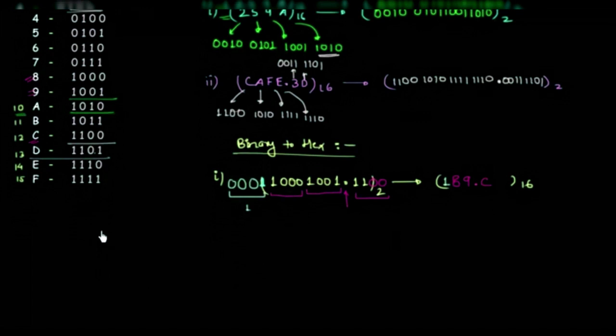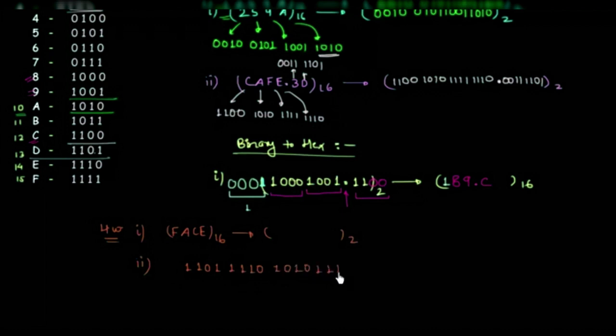I have 2 homework problems for you. In first homework problem, the hexadecimal number is FACE. This is in hexadecimal, and you have to find the binary equivalent of this hexadecimal number. In second homework problem, the binary number is 1101, 1110, 1010, 1111. This is in binary, and you have to find the hexadecimal equivalent of this binary number.